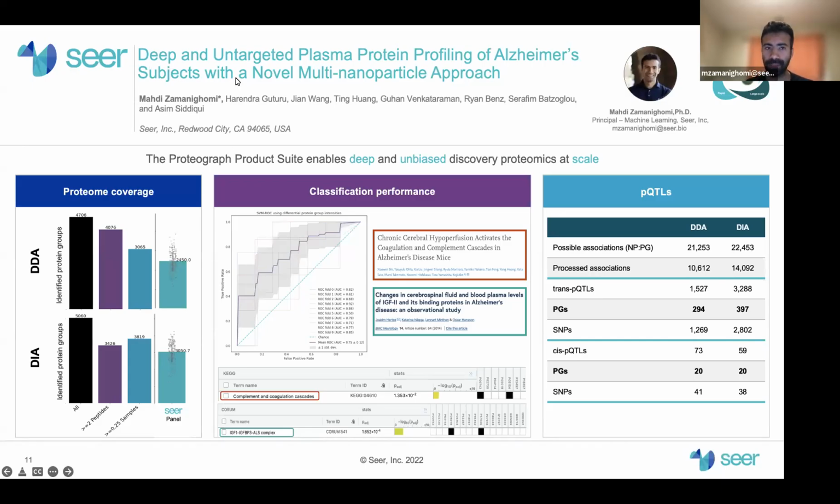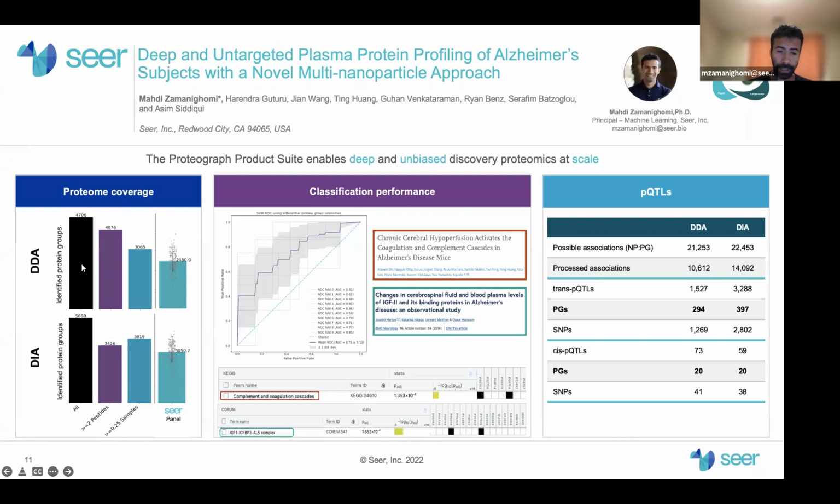I want to briefly touch base about Seer's Proteograph technology, a multi-nanoparticle approach for identification of novel biomarkers in Alzheimer's disease. On the left, I'm showing the proteome coverage across a cohort of 200 samples, 100 Alzheimer patients and 100 normal people. And we did two different mass spec acquisition modes, DDA and DIA.